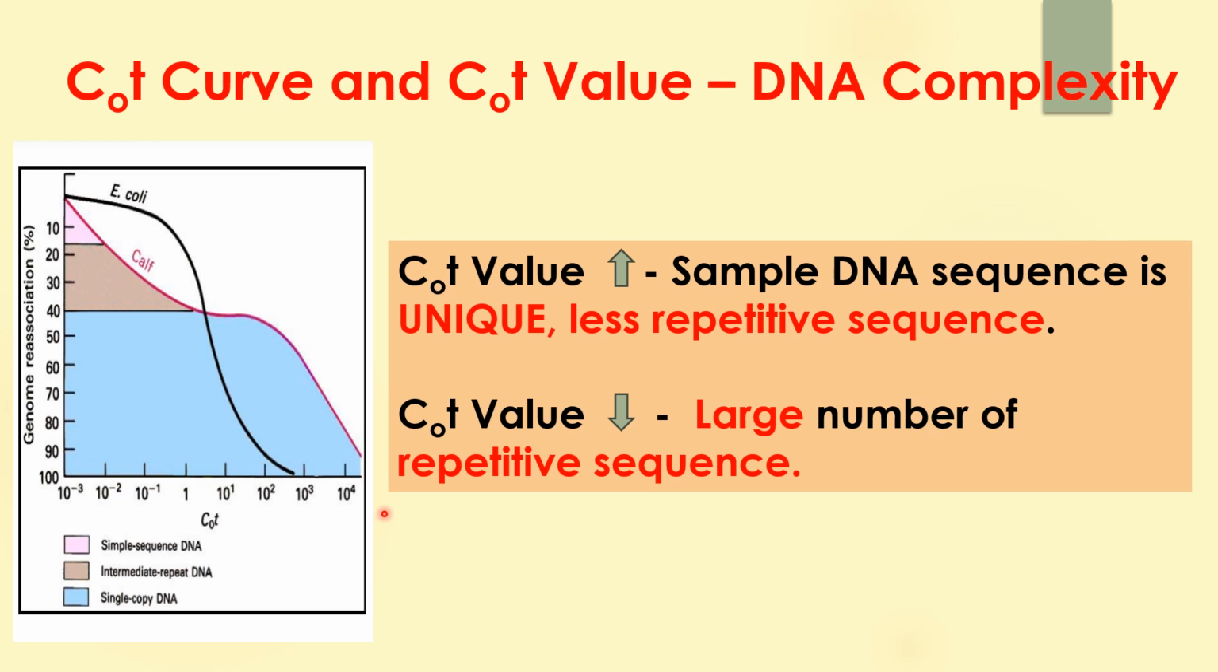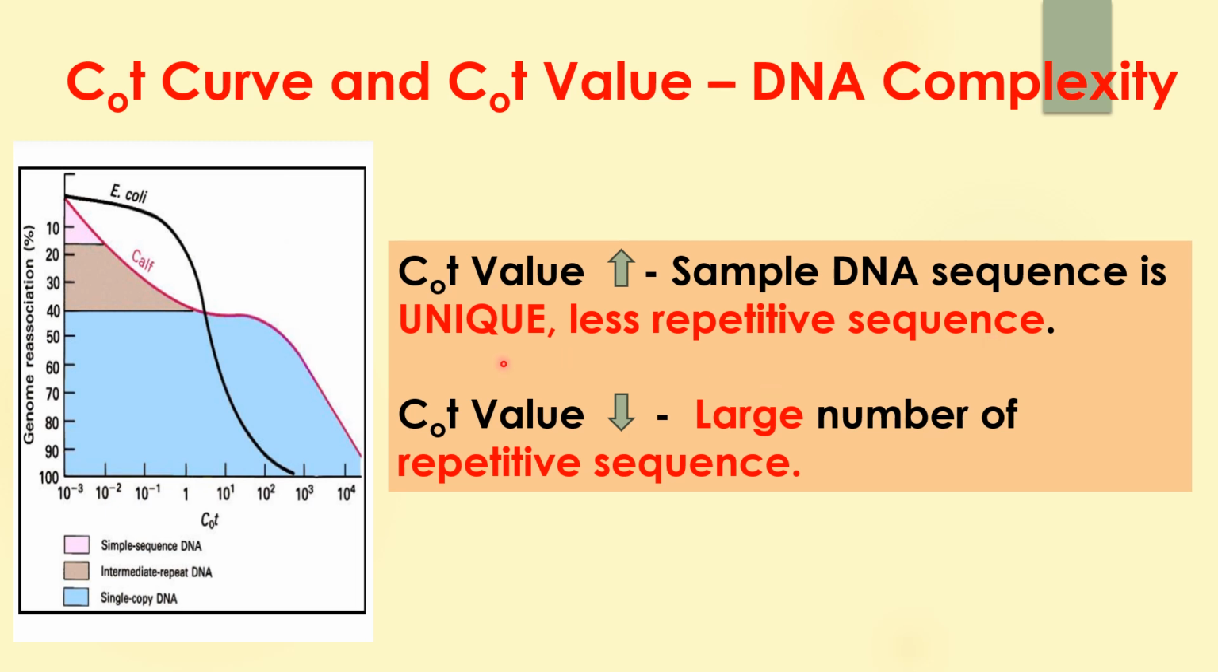And if the COT value is more, that means what? The sample DNA sequence is unique, less repetitive. What do I mean by repetitive? Suppose A, T, G, C as such occurs a number of times within a long stretch of DNA, that means the repetitive sequence is more. And if it occurs very few times, that means the repetitive sequence is lesser.